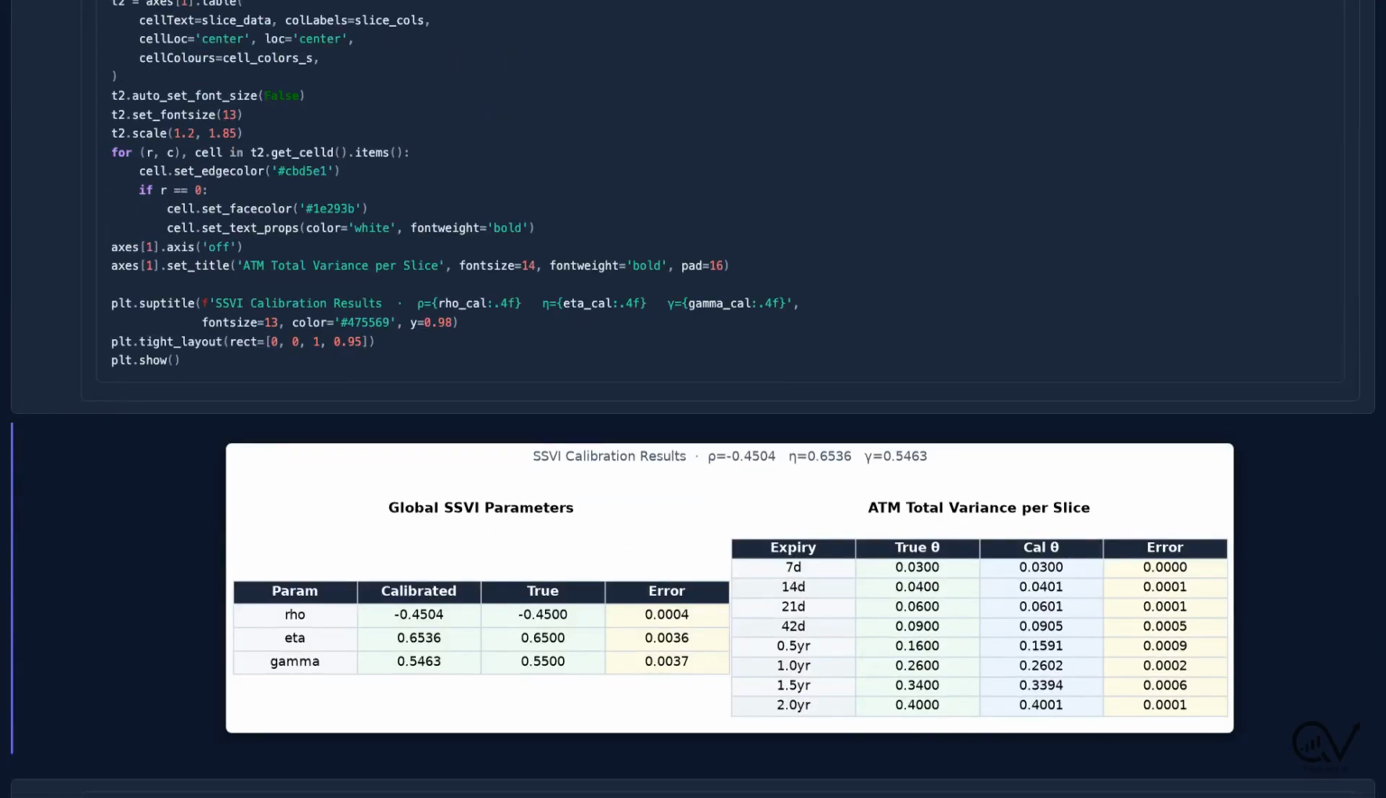The calibration recovers the true SSVI parameters with high accuracy. The global rho, eta, and gamma are recovered to within a few basis points of the true values.